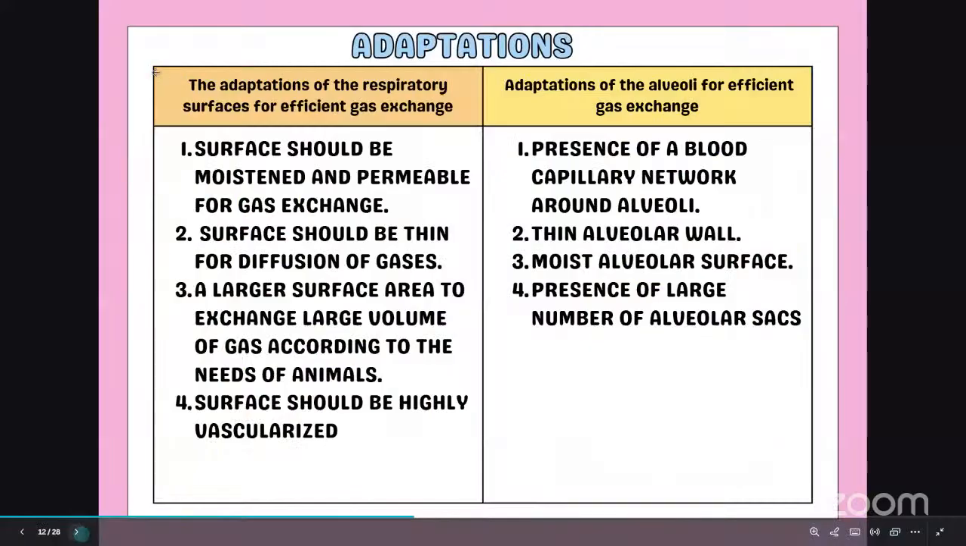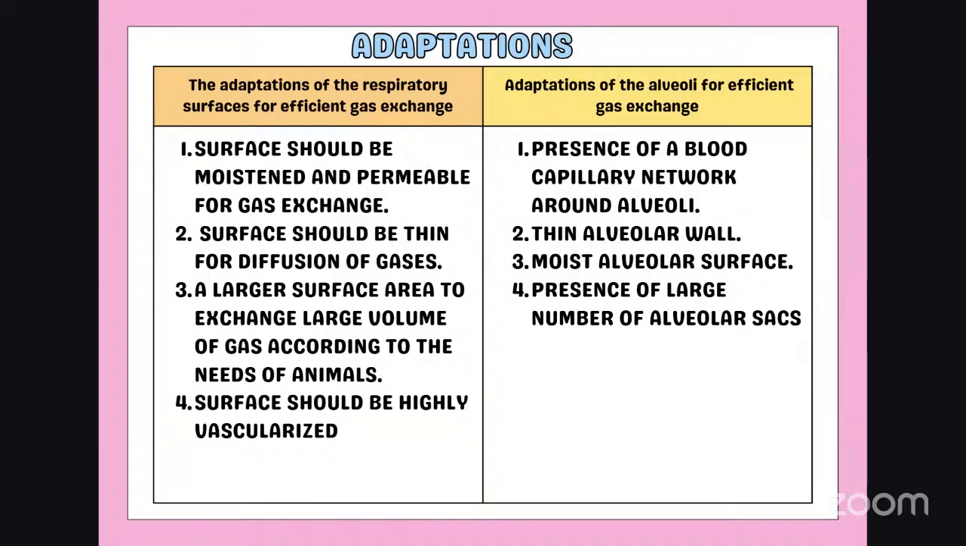Now take a look at this. Adaptations that are going to be present for efficient gas exchange. Now they have given you two different types. They've given you adaptations for efficient gas exchange, that is, adaptations that a respiratory surface is supposed to have. Now this is a common thing. When you say respiratory surface, it's common.